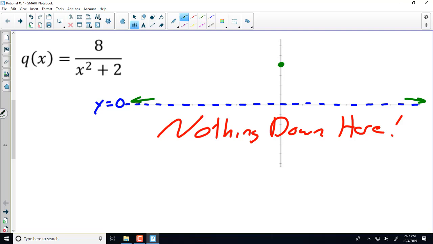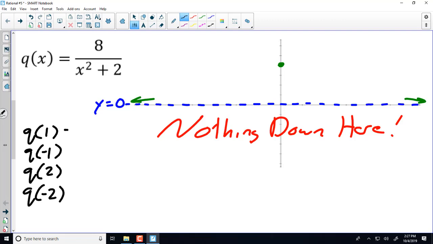So what I did was I plugged a few numbers in here. I plugged in a 1, I plugged in a negative 1, I plugged in a 2, and I plugged in a negative 2. And when I plugged in both 1 and negative 1, I got 8/3, which is, of course, just a little bit bigger than 2 or a little bit less than 3. And then when I plugged in 2 and negative 2, I got 8/6, which is 1 1/3.